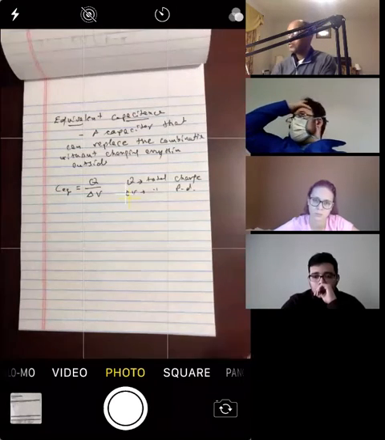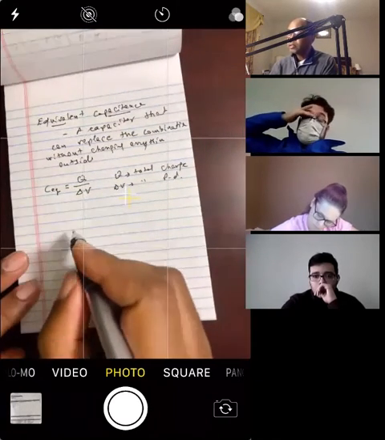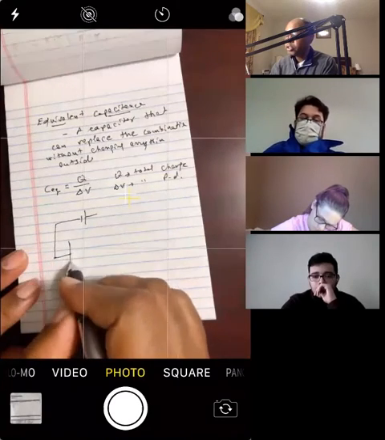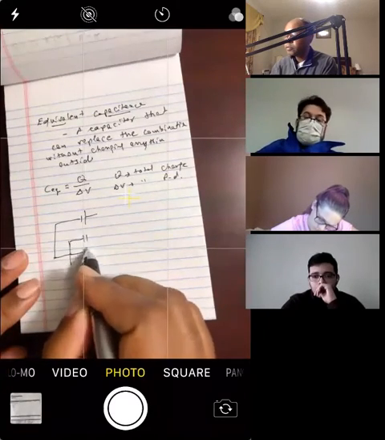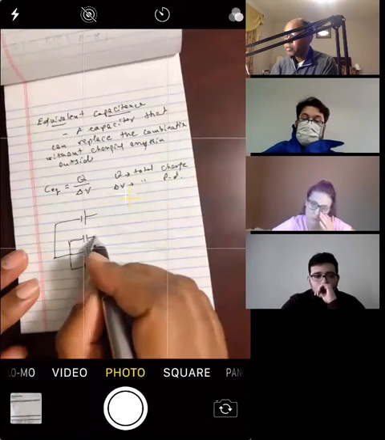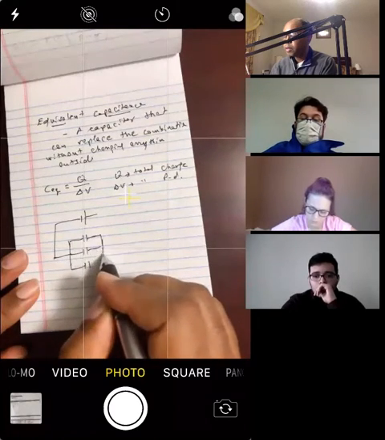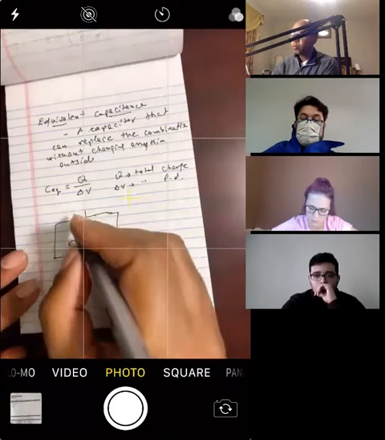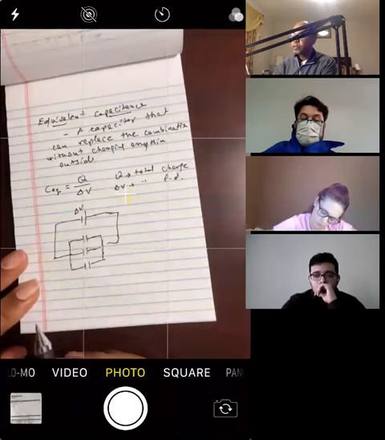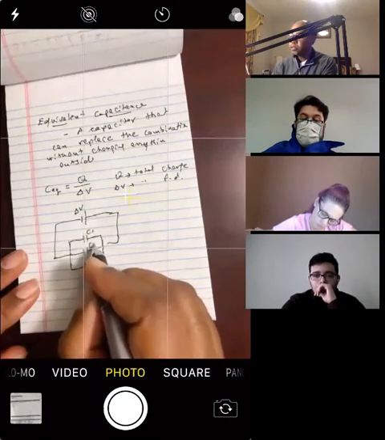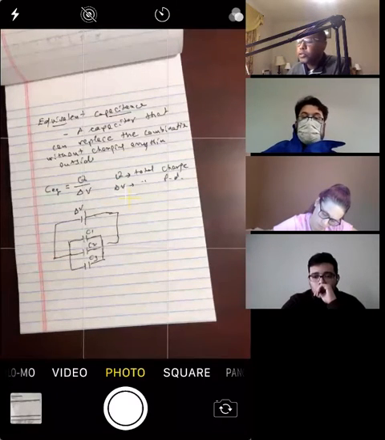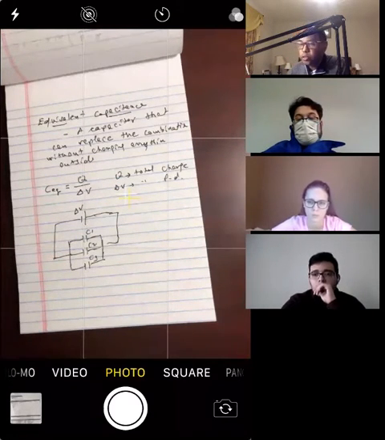All right, so working on a parallel combination. Suppose we have this battery connected to the following parallel combination. Let's say we have this situation over here. We have three capacitors connected in parallel like this. Now suppose the total potential difference is delta V, and these are C1, C2, and C3. Now let's look at the properties of this kind of combination. First, let's look at the potential difference.